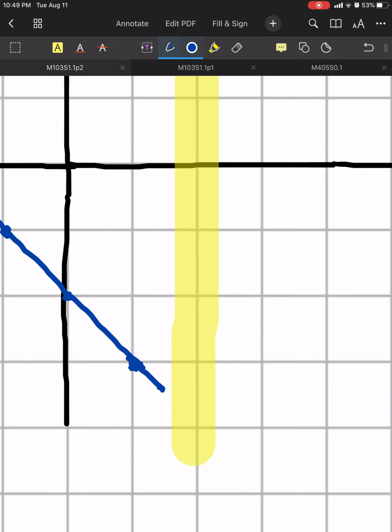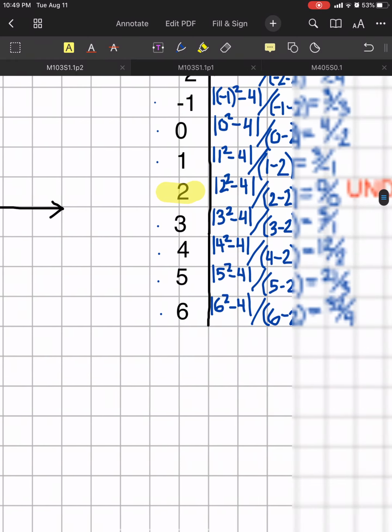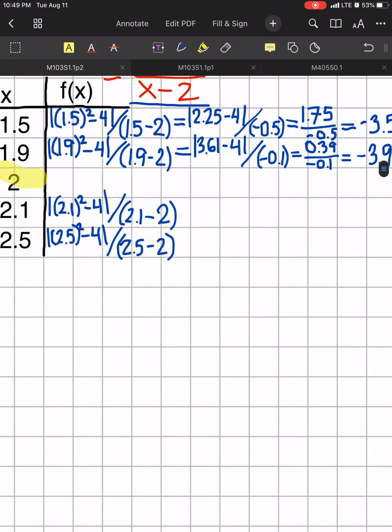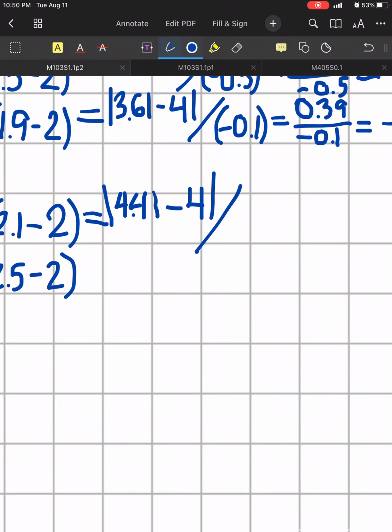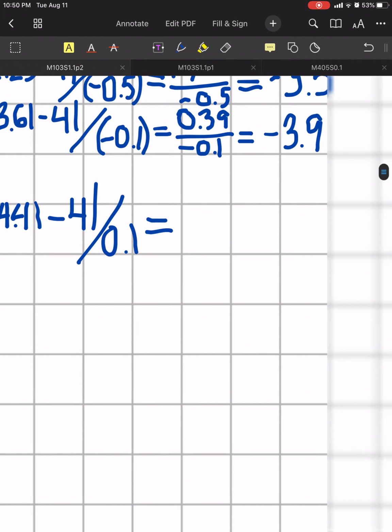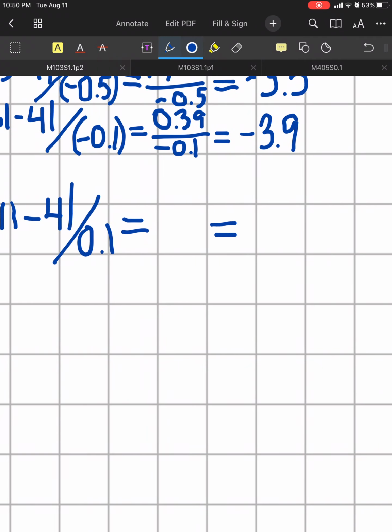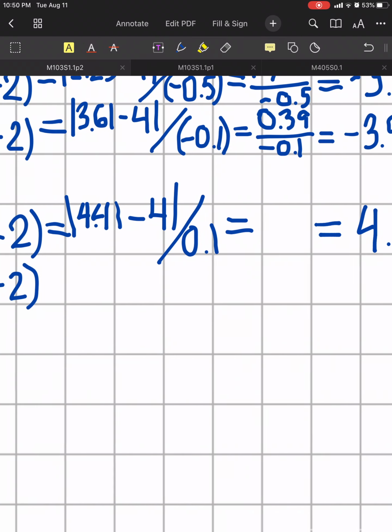In other words, this line seems to be continuing as we get closer and closer to 2. I'll leave it be for a moment, but we'll go back to see what we expect there. If we continue on the other side, 2.1, if we square that, it's 4.41. 4.41 minus 4, divide by 0.1, work that out on a calculator, you're going to get 4.1.